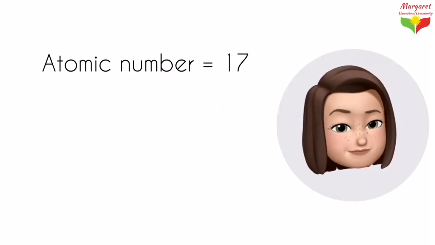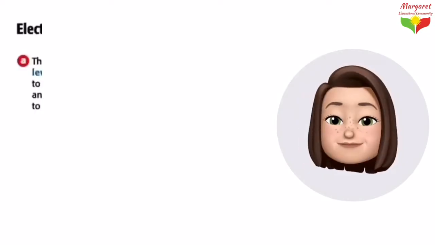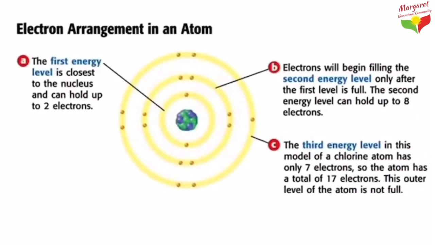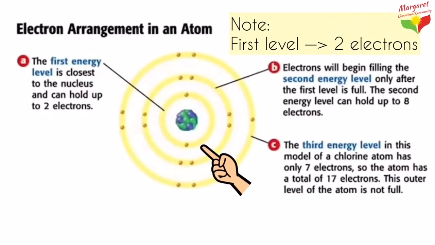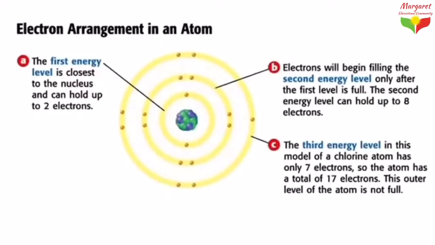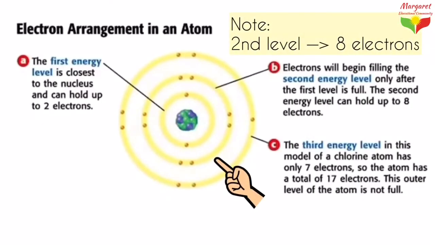I'll tell you why we need the number of electrons later, but for now, look at this picture. It shows that the electrons are organized in energy levels. As you see here, we have 3 energy levels. The first energy level is closer to the nucleus and can hold up to 2 electrons. Only 2 electrons, and we can say that this level is filled with electrons. The second level can hold up to 8 electrons.